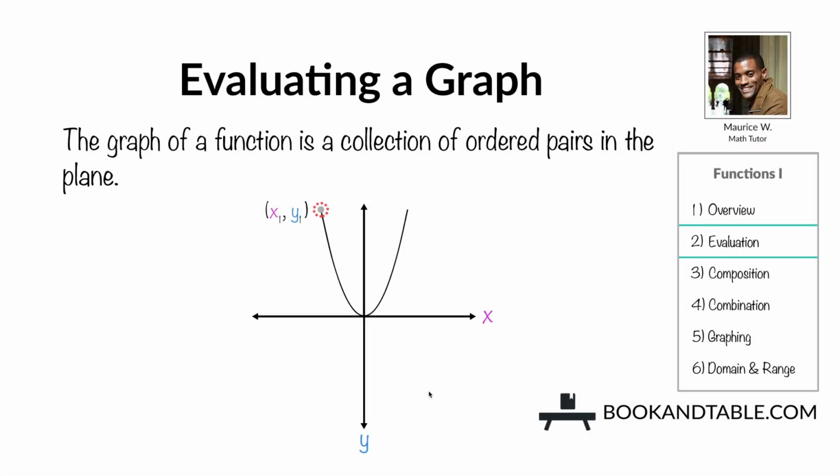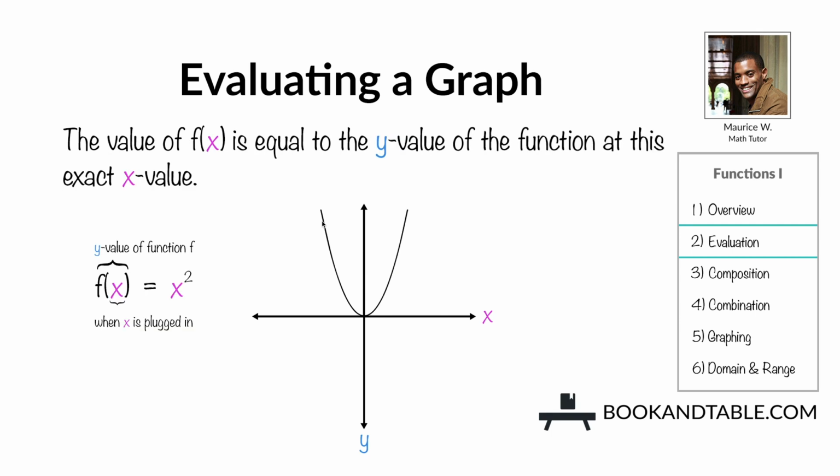The graph of a function is the collection of ordered pairs in the plane. So let's say you had a parabola, f of x. This line represents an infinite number of points along that curve, right? It's a collection of ordered pairs that create this line. Now the value of f of x, the entire thing, is equal to the y value of the function at this exact value of x.